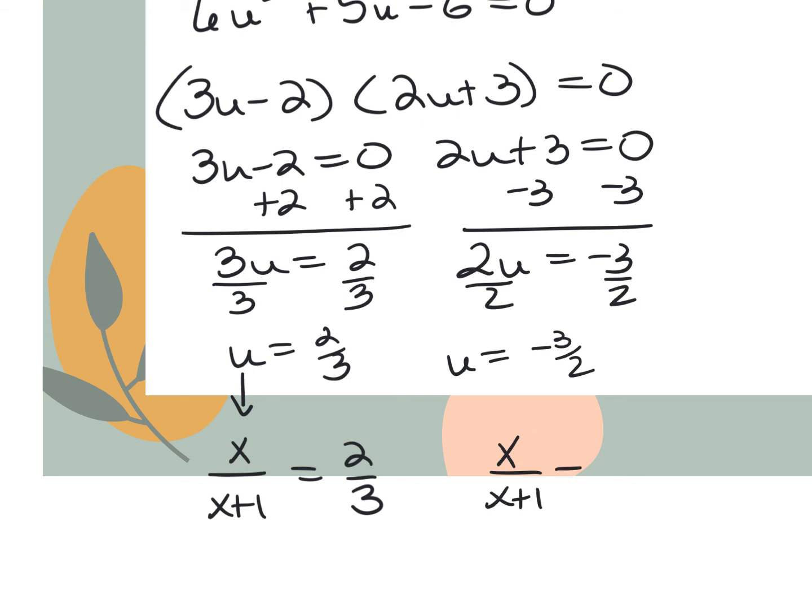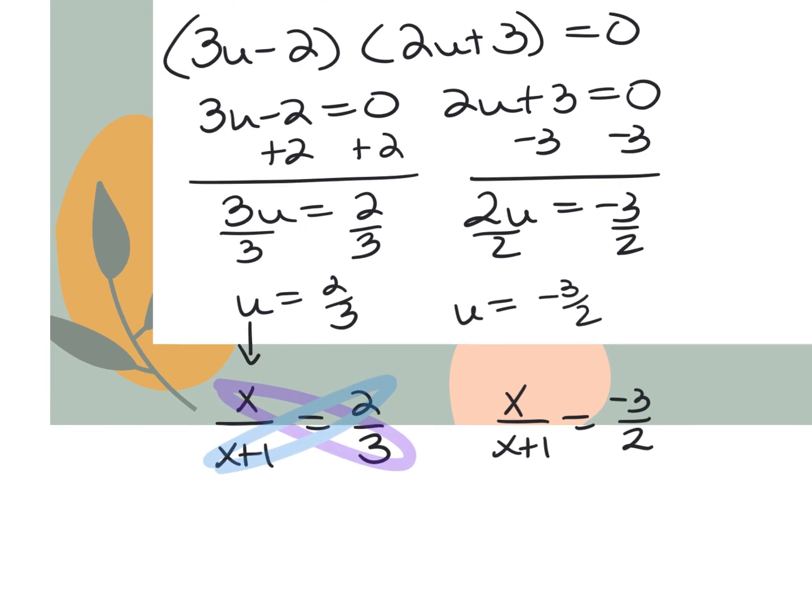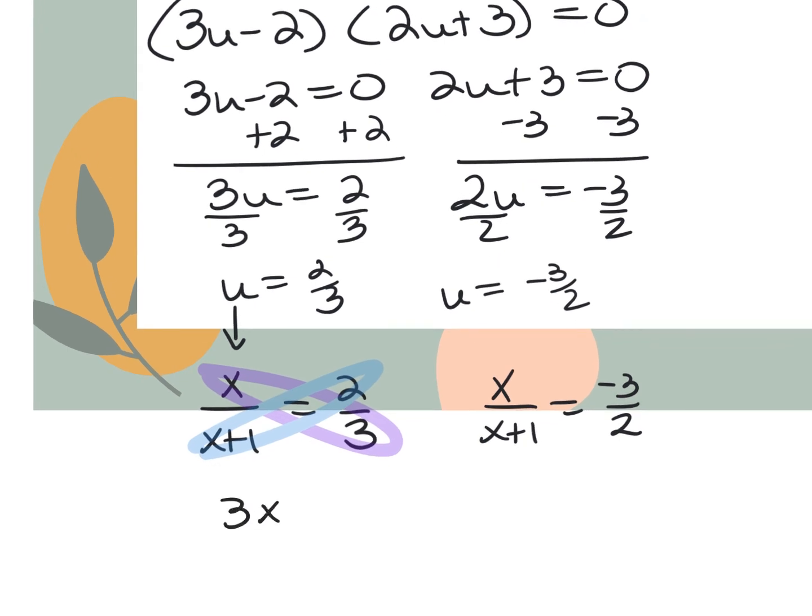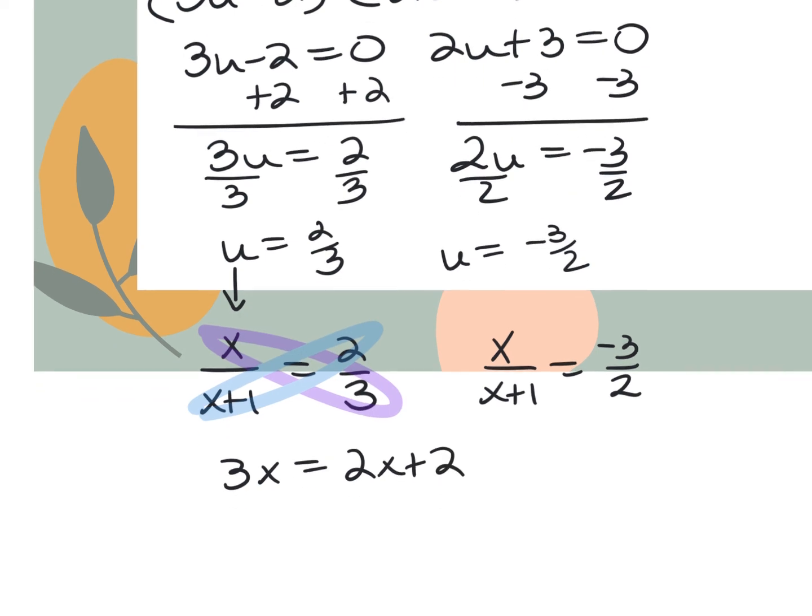Set both of them up. Now, whenever I have two fractions equal to each other, I'm just going to solve this as a proportion. You could multiply both sides by 3 and by 2, but it's a lot easier whenever you have two fractions equal to each other. Solve this as a proportion. Just do the cross products. So this will give me 3x is equal to 2x plus 2. And then I can solve, subtract 2x, and I get x equals 2.